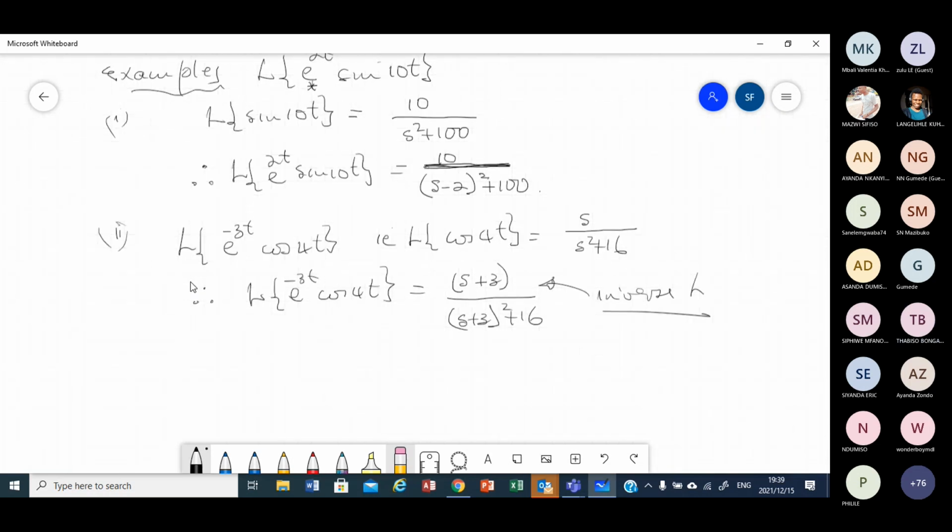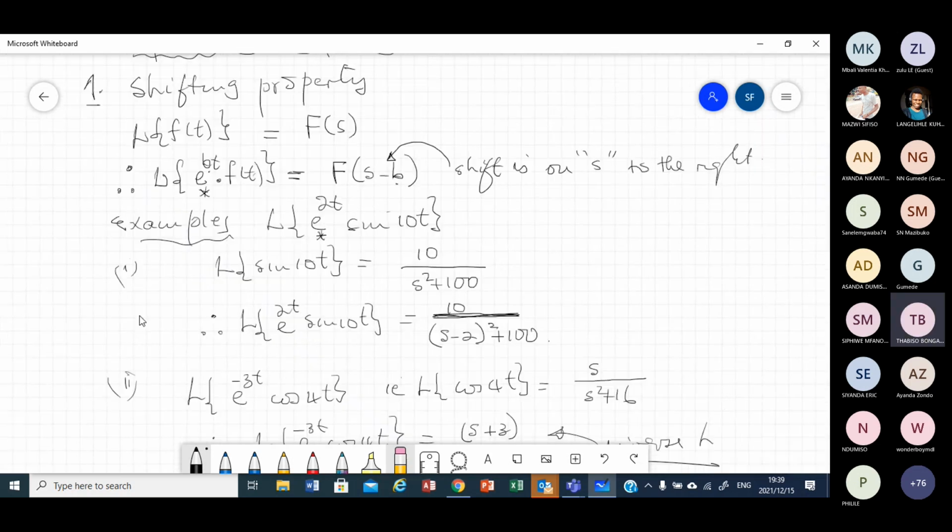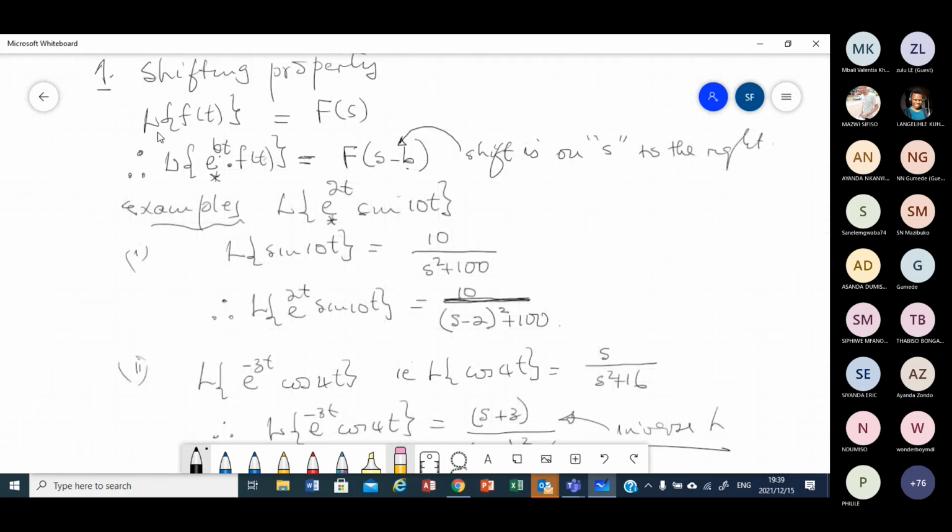The shift is when the function is multiplied by the exponential. Laplace of f at t gives us f at s. Then when e multiplies f at t, it shifts the s by the index of the coefficient.